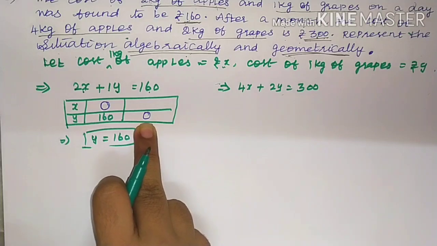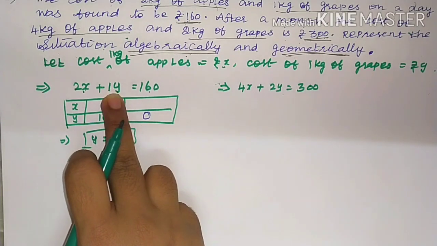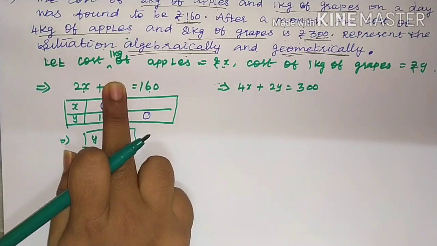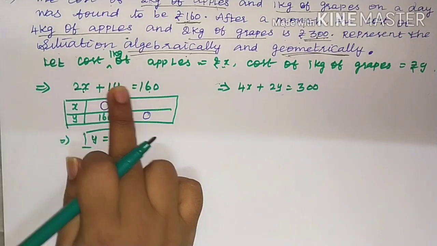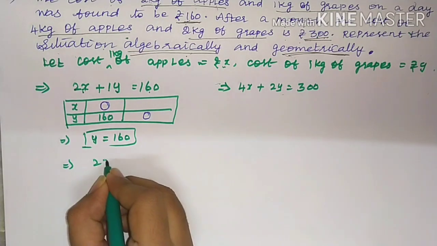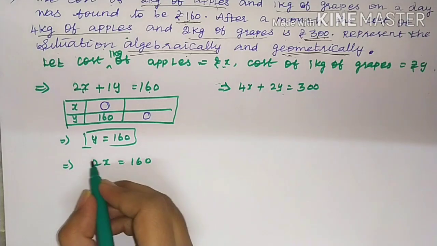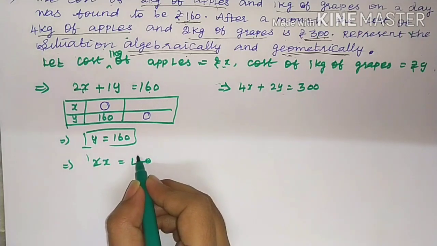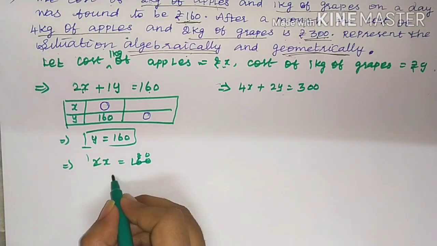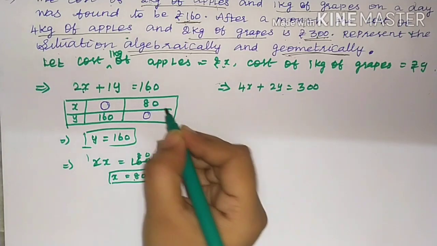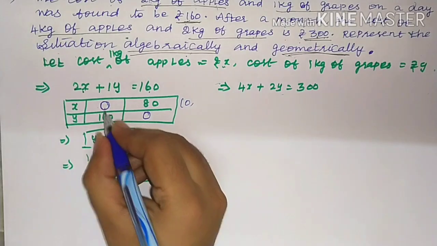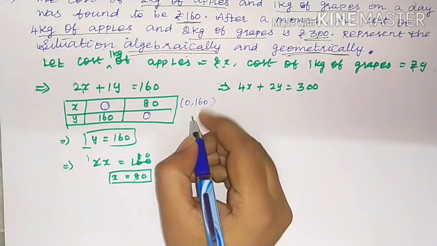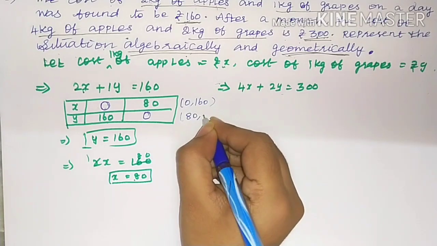Similarly, y equal to 0 you have to substitute. If y equal to 0, the second term vanishes. Then what you will get? 2x equal to 160. So the 2 we can cancel. 2 eights are 16, 0. So x equal to 80. So two coordinate points we found. One coordinate point is (0, 160). Another coordinate point is (80, 0).